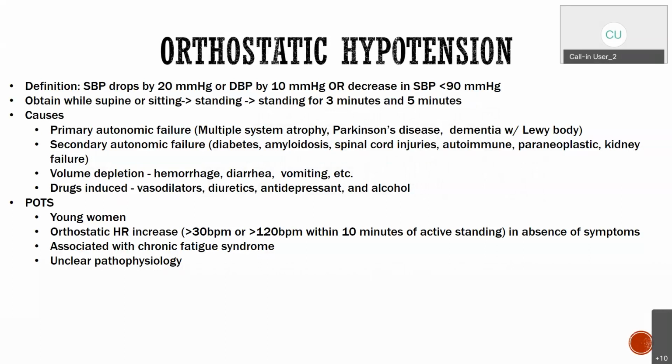The people that are really prone to developing this are people on diuretics, or those having diarrhea, nausea, or vomiting. The other thing is really the autonomic failures. People with diabetes, multiple system atrophy, or Parkinson's disease are really prone to developing orthostatic hypotension.